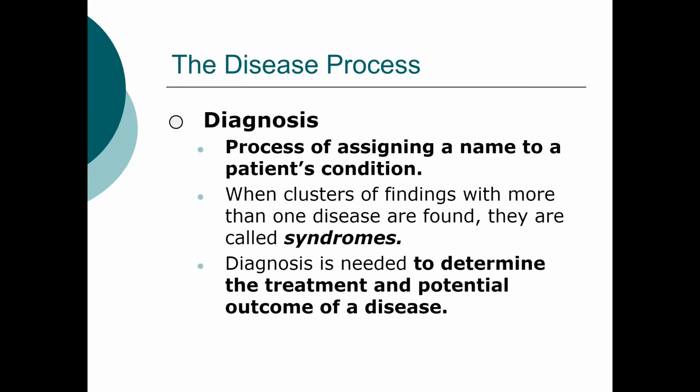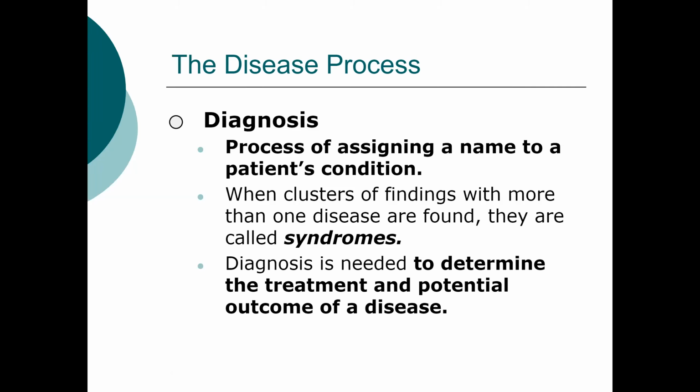When clusters of findings with more than one disease are found, they are called syndromes. So when you start finding multiple things around someone, then we call that a syndrome.